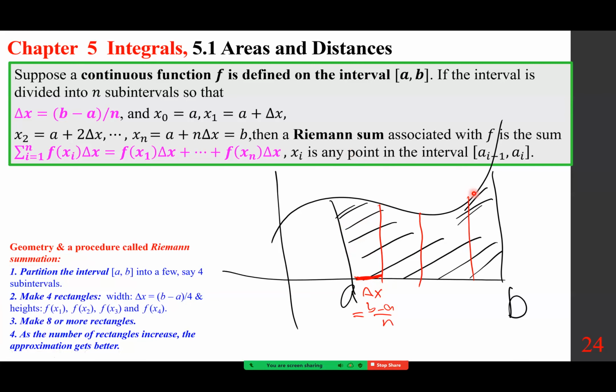What is interesting, if you cut it into more pieces, for example, from 4 we go to 8, then it becomes closer to the actual area under the curve. And if you let n go to infinity, it becomes the actual area. So that's the concept here. So let me erase this and continue with that thought.